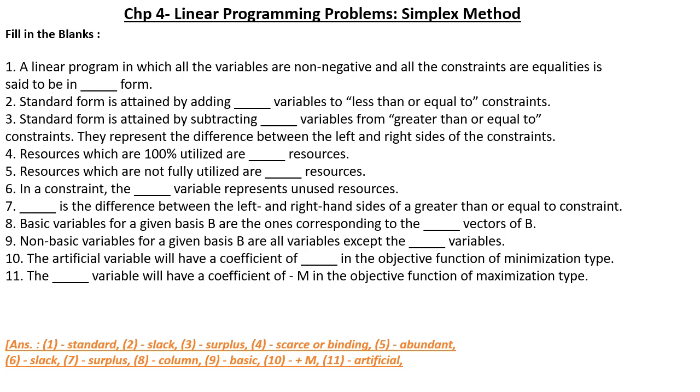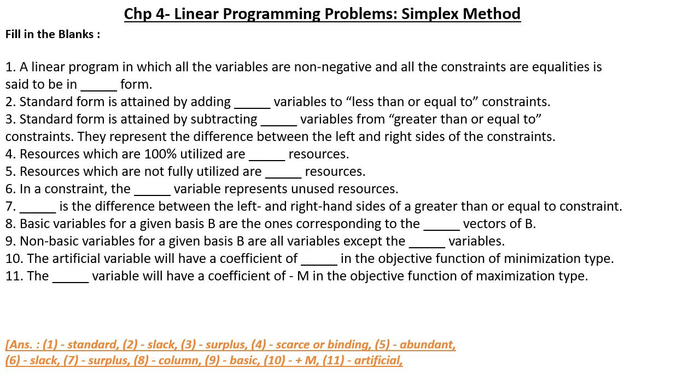Sixth, in a constraint, the dash variable represents unused resources. Answer, slack variable. Dash is the difference between the left and right hand side of a greater than or equal to constraint. Answer, surplus. Basic variables for a given basis B are the ones corresponding to the dash vectors of B. Correct answer, column. Non-basic variables for a given basis B are all variables except the dash variables. Correct answer, basic.